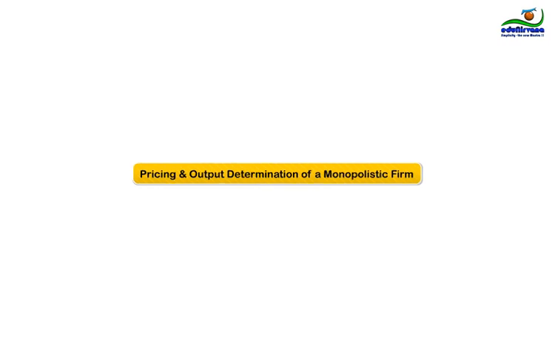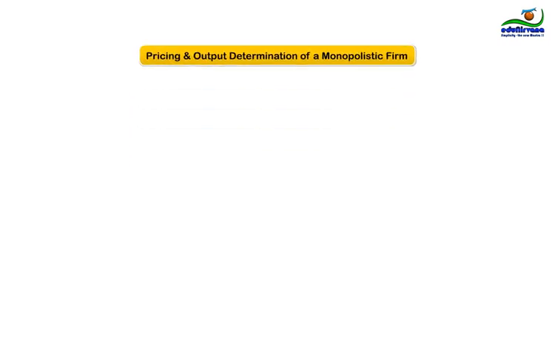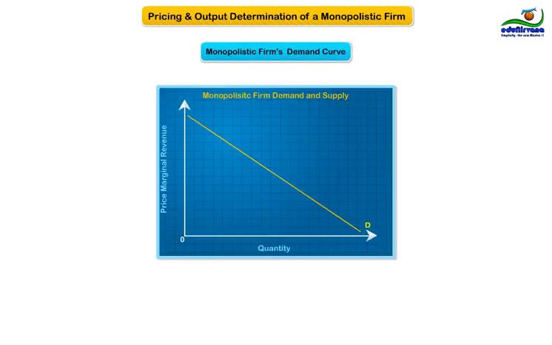Now, let's see the relationship between price and marginal revenue for a monopolistic competitor. Because a monopolistic competitor faces a downward sloping demand curve, it has to lower the price to sell an additional unit of the good it produces. In this way, it is a price searcher for its bouquet of products.